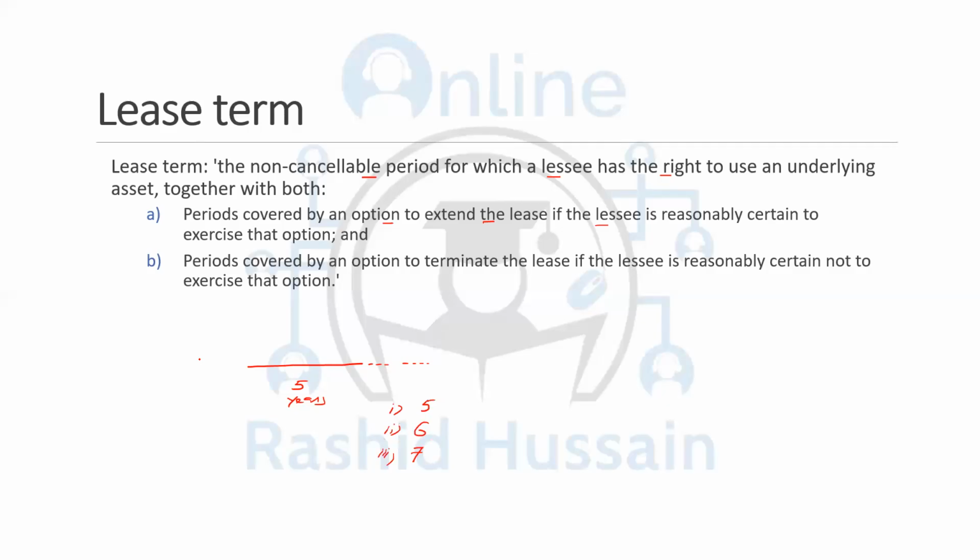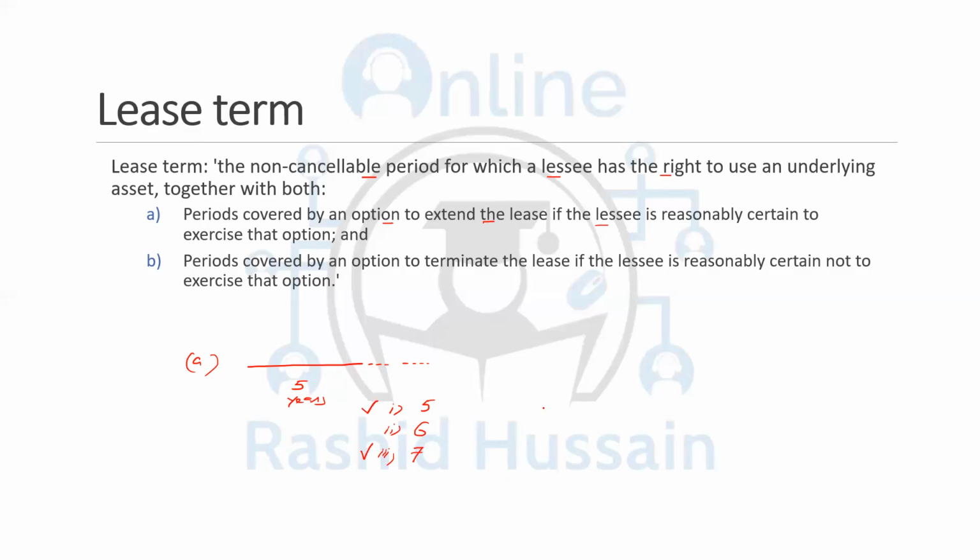So this is the explanation of A, that the non-cancelable period plus the extendable period, but the extendable period only when they are reasonably certain to exercise that option. That means it is highly likely they will be availing the extendable lease period. So usually it is a yes or no, whether they will be availing the 2 year extendable period. If yes, it is going to be 7 years. If not, then 5.